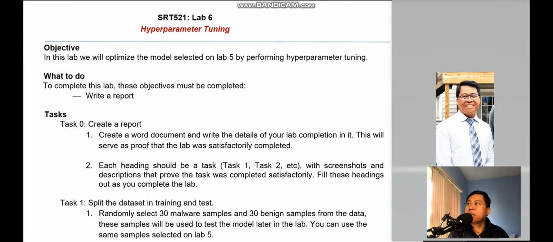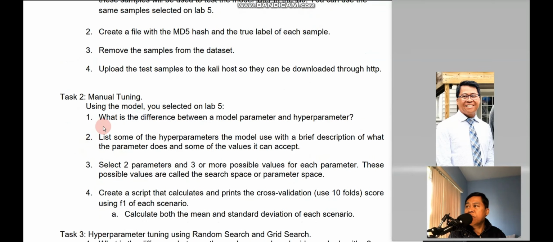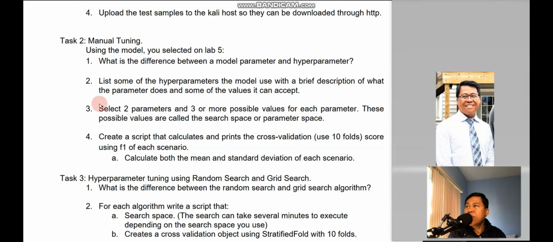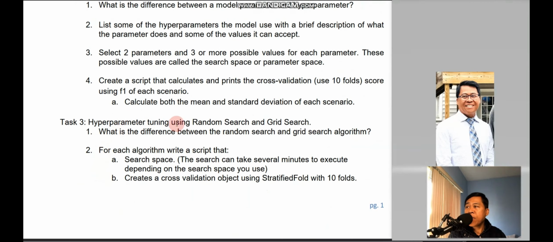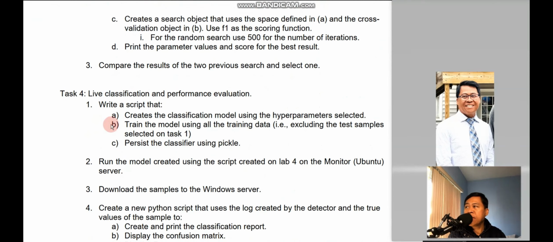What's up, guys? Today, we're still in machine learning, and today we're going to do lab 6, hyperparameter tuning. Task 1, we will have to split the dataset and training set. This has been done in lab 5, so we will jump to task 2, which is manual tuning. Task 3 is hyperparameter tuning using random search and grid search, and task 4, we will do classification and performance evaluation. So let's get it on.